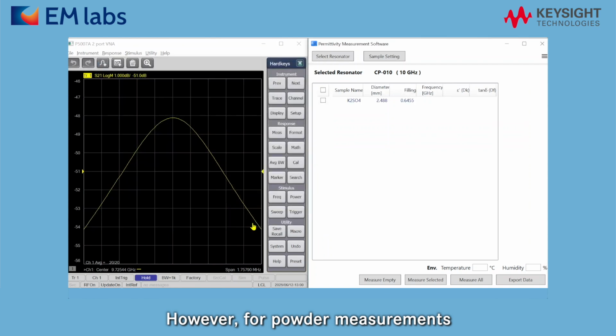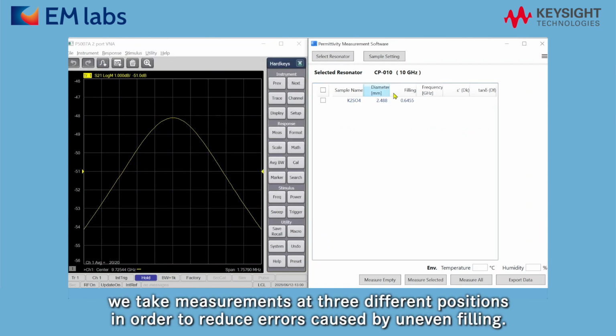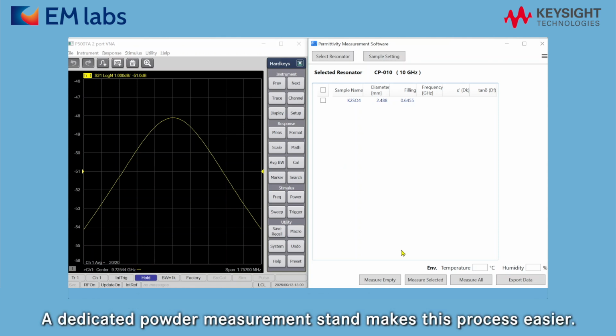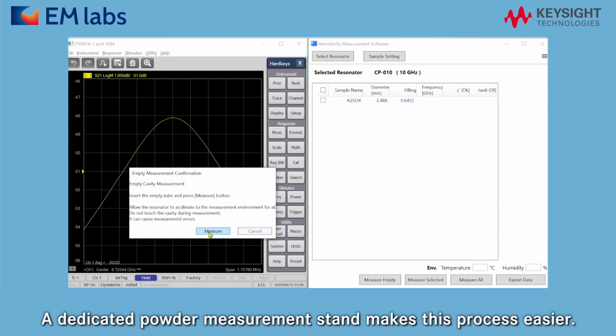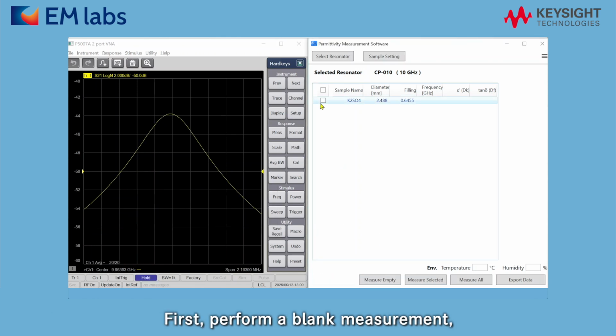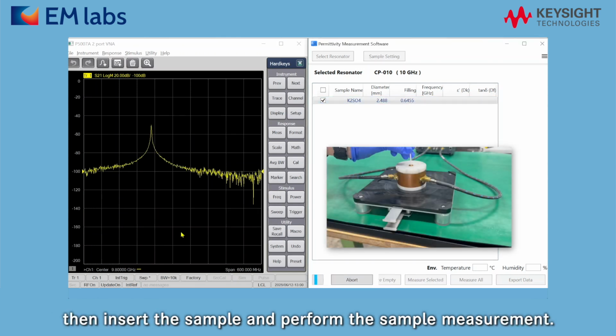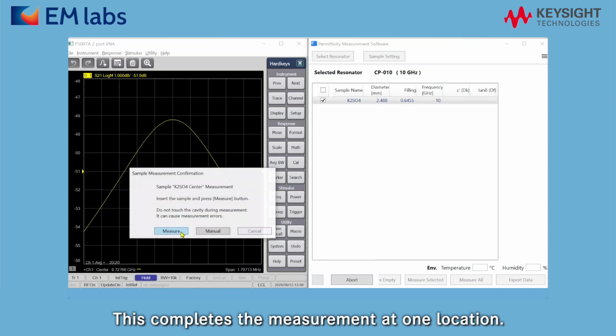However, for powder measurements, we take measurements at 3 different positions in order to reduce errors caused by uneven filling. A dedicated powder measurement stand makes this process easier. First, perform a blank measurement, then insert the sample and perform the sample measurement. This completes the measurement at one location.